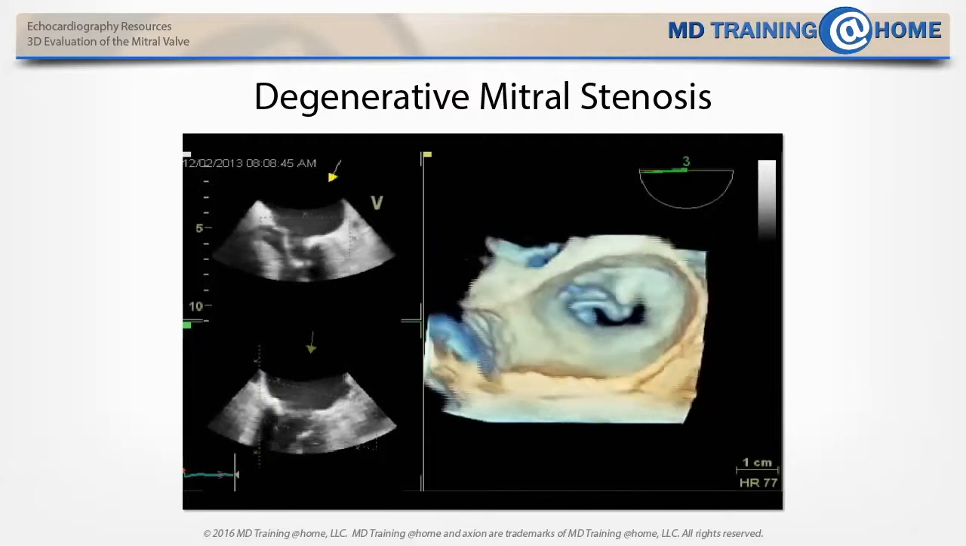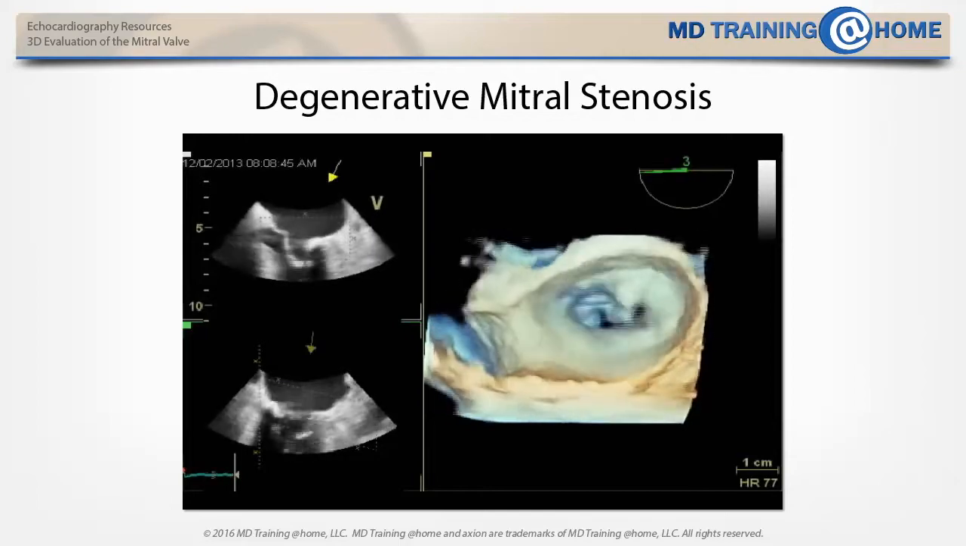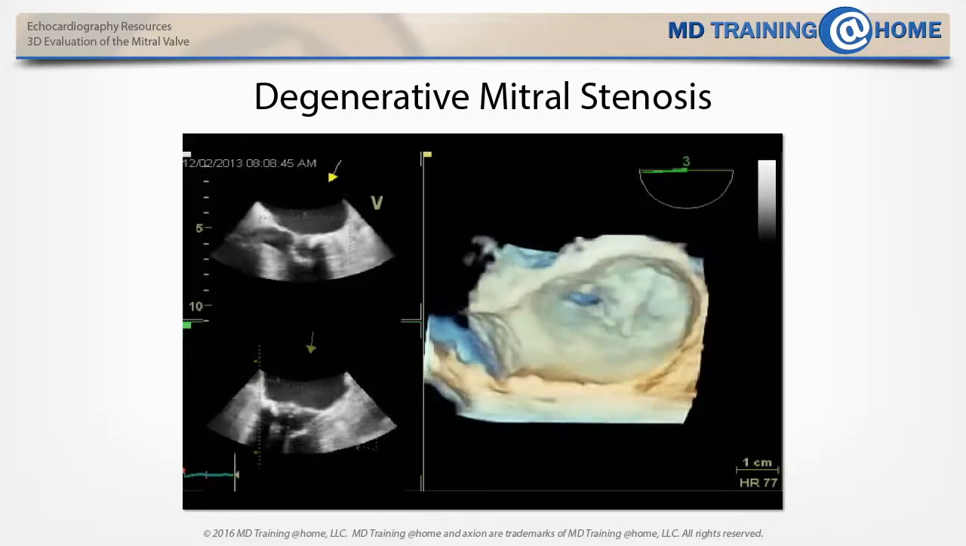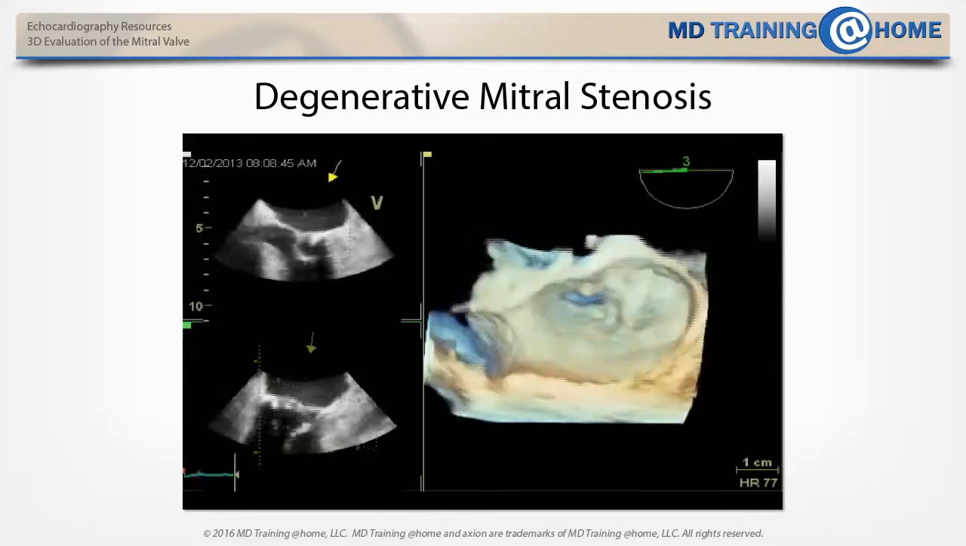This is another example of degenerative mitral stenosis. Notice the extensive calcifications along the annulus which restrict mobility of the valve. This is much different than the fish mouth appearance seen with rheumatic disease.